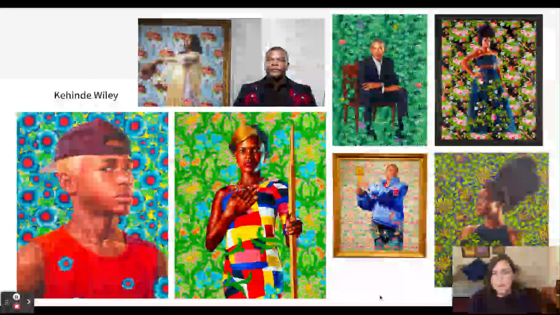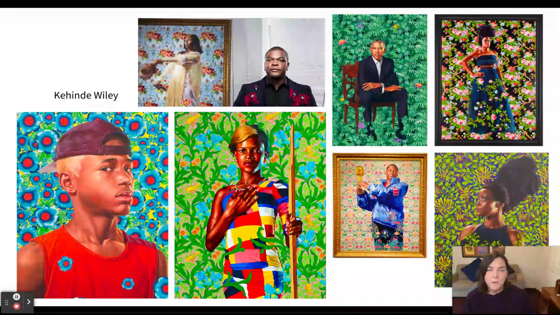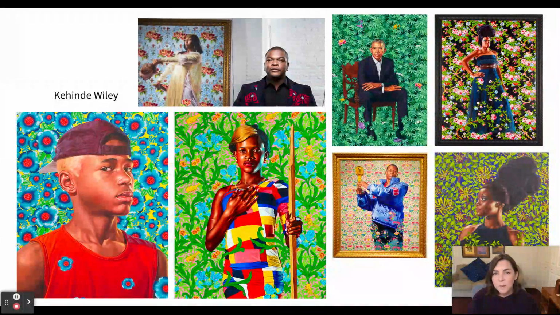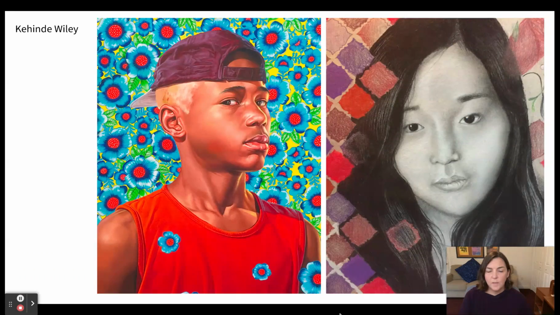Kehinde Wiley is an American painter who was inspired to recreate historical paintings using contemporary figures. He is perhaps best known for his presidential portrait of Barack Obama, seen here. He creates expressive portraits using the subject's clothing and facial expressions to communicate their identity. The artwork on the right was created by a student artist. Can you see how she drew inspiration from Wiley's patterned backgrounds and use of facial expression to communicate mood and identity?